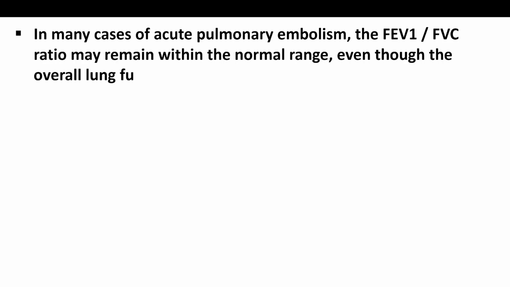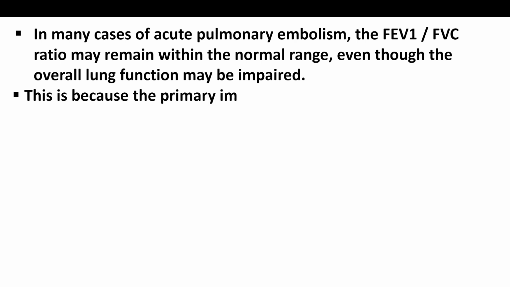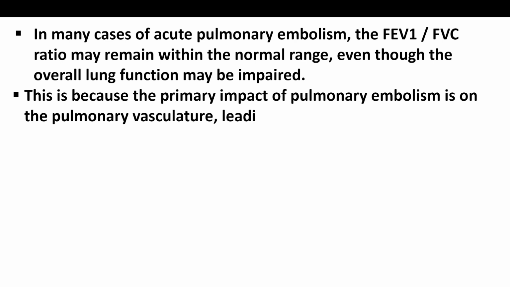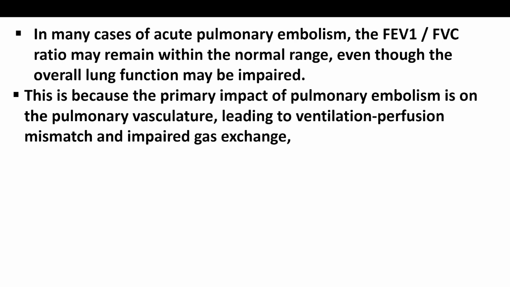In many cases of acute pulmonary embolism, the FEV1-FVC ratio may remain within the normal range, even though the overall lung function may be impaired. This is because the primary impact of pulmonary embolism is on the pulmonary vasculature, leading to ventilation perfusion mismatch and impaired gas exchange, rather than directly affecting the airways.